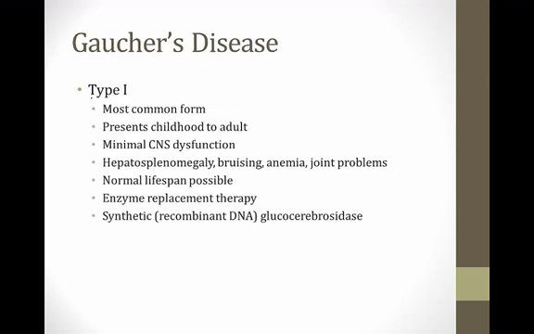The most common form of Gaucher's disease is called type 1. This form of the disease presents anywhere from childhood to young adulthood, and importantly, it has minimal or no CNS features.